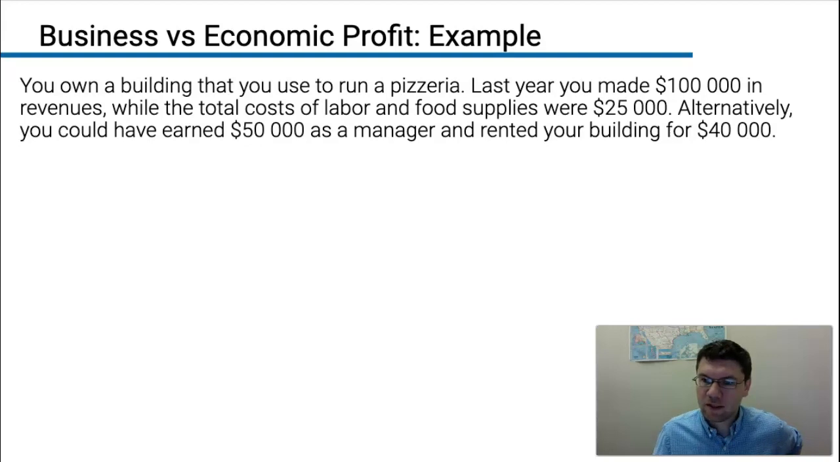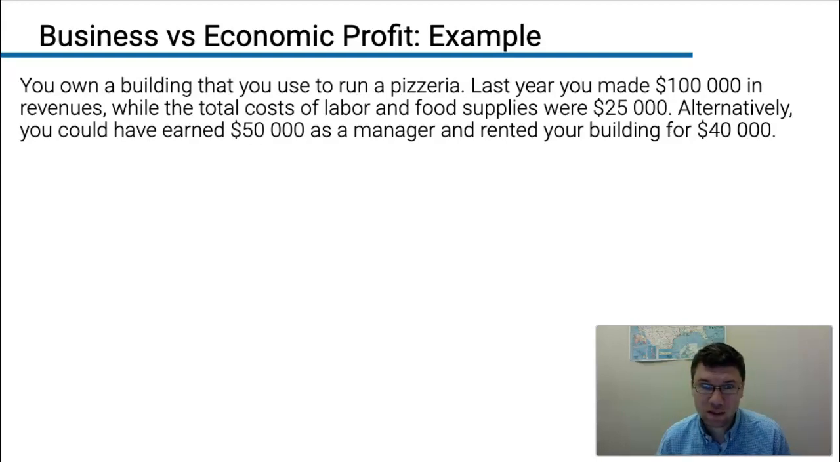Suppose you have a building and you use that building to run a pizzeria, and say you made $100,000 in revenues with the total cost of your labor and supplies equaling only $25,000. And additionally, as an alternative, you could have earned $50,000 working as a manager elsewhere, and you could have rented your building for other purposes for $40,000.